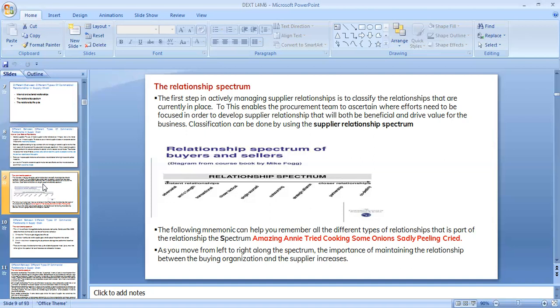That is the first thing you must do. You must ensure that you clarify the kind of relationship. What kind of relationship are we going into? You have to classify it.